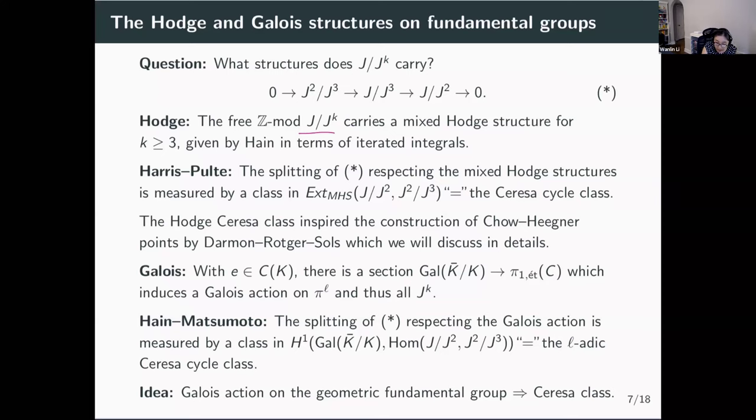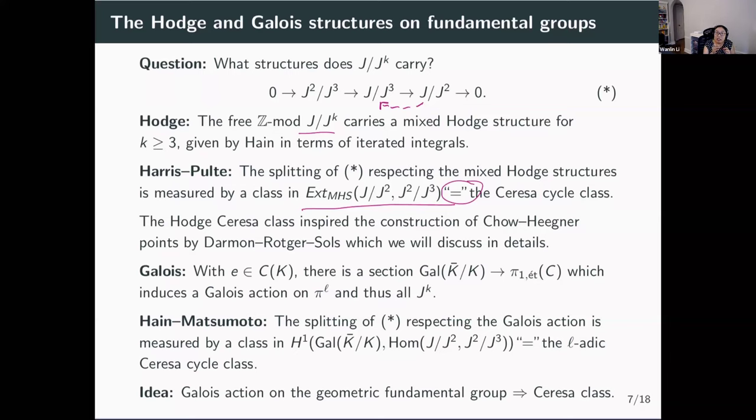Then naturally we can ask whether it splits also with respect to, let's say, the mixed Hodge structure. And the splitting of this sequence with respect to the mixed Hodge structure is measured by a class in the... it corresponds to an extension class. And this extension class, by the work of Hain and Pulte, it turns out that it essentially equals the Ceresa Abel-Jacobi class. When I have this, essentially it means that they differ by a non-zero multiple. It essentially equals the Ceresa cycle class.